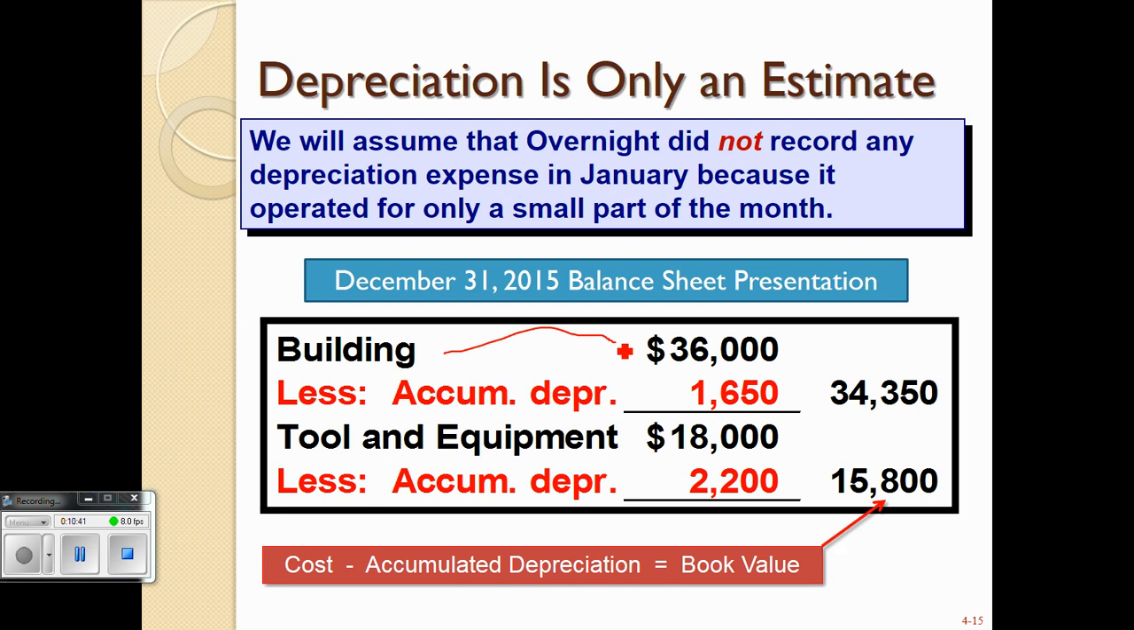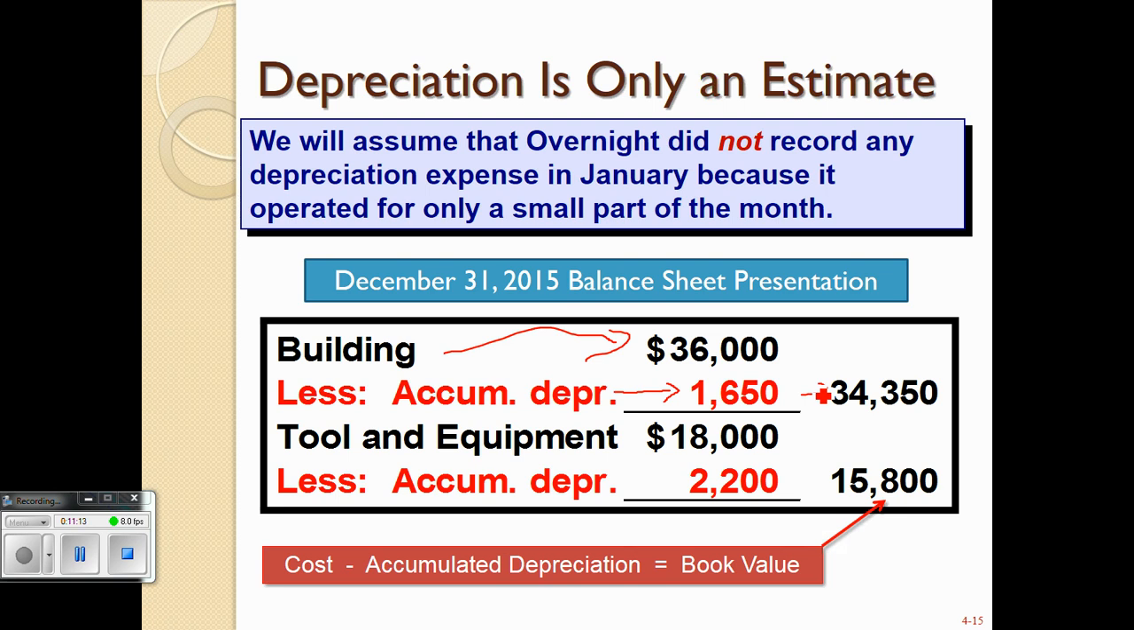What we're going to do is we're going to have the building, and that's how much we paid for it. And once we put an asset on the balance sheet, we don't change that value. And then right underneath it, we have another account, which is my contra asset account, less accumulated depreciation. In this case, it's $1,650, so we've depreciated it for a number of months. And that gives us $34,350, 36 grand minus $1,650, $34,350, which is our book value.